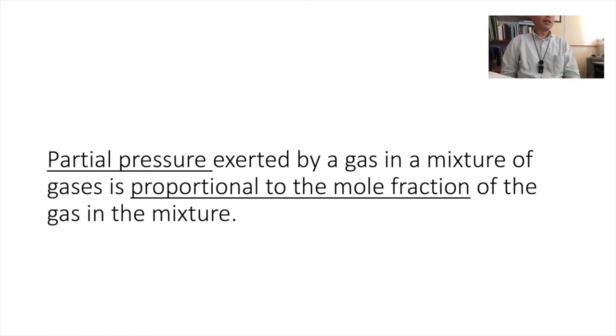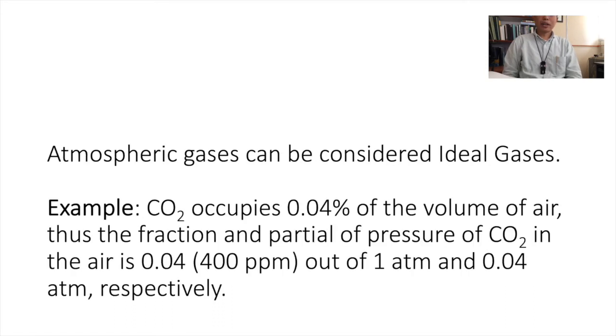So atmospheric gases, gases in the atmosphere, can be considered as ideal gases. We can make that assumption. For example, carbon dioxide that occupies 0.04% of the volume of air, or more or less 400 ppm, means that the partial pressure of carbon dioxide in the air is about 0.04 fraction, or like I mentioned, 400 ppm out of 1 atm, and 0.04 atm respectively.